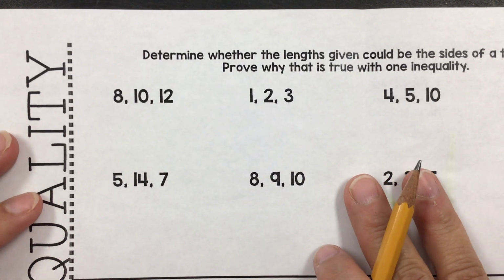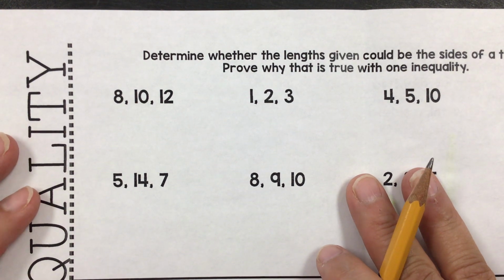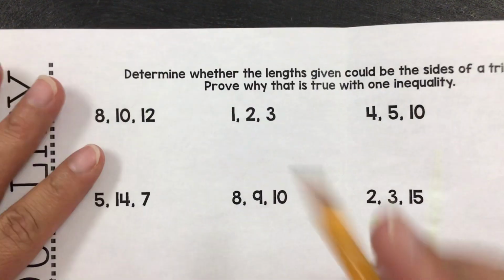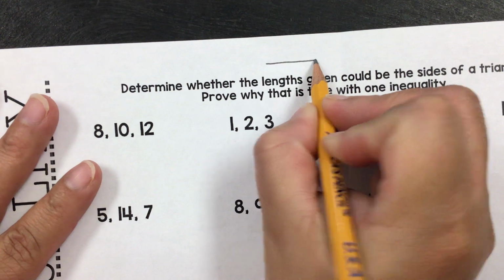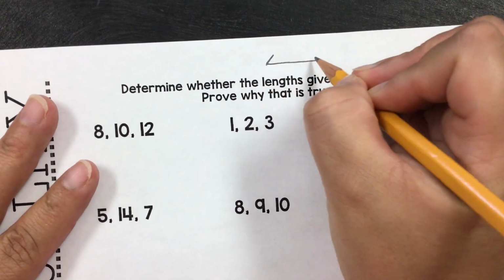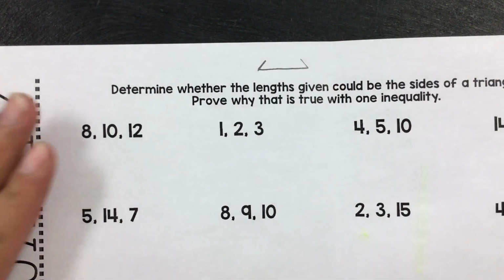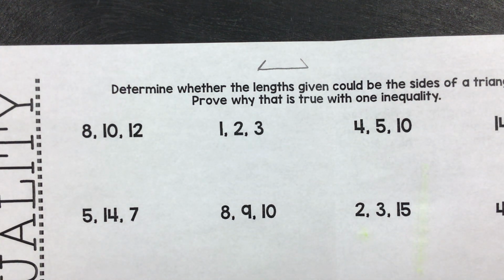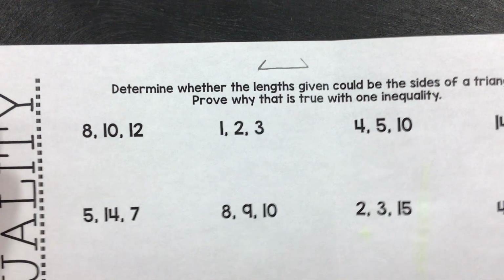So determine whether the lengths given could be sides of a triangle. What happens is that if the other two sides are not longer than the third, it actually won't close and won't create a triangle. So you need the other two sides to be bigger than the third.